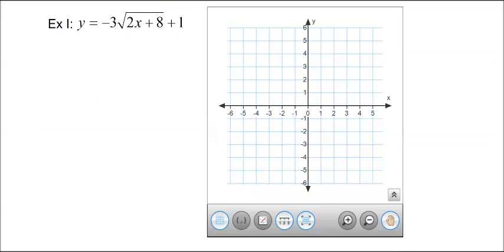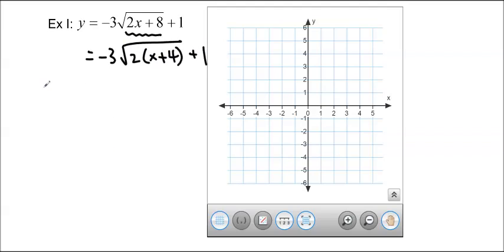One more example for you. We've got y equals negative 3 root 2x plus 8. Now this is a little problematic because actually we need to have brackets in there. So if you do it in the same order with no brackets, it's going to be the wrong answer. So make sure that you factor the inside of the brackets, x plus 4, plus 1.